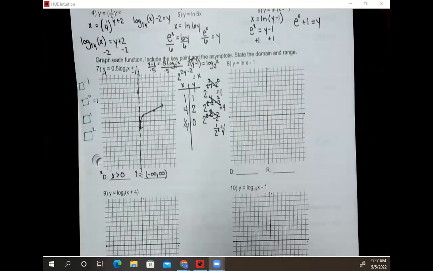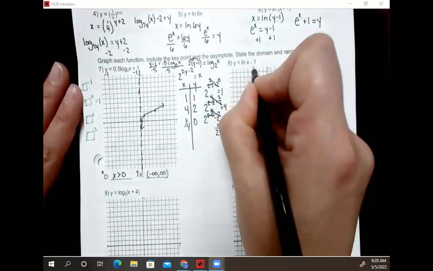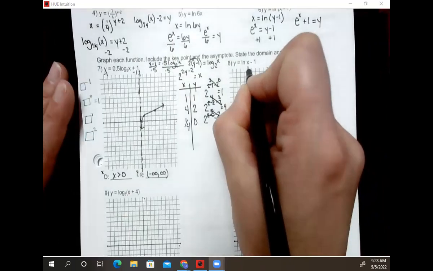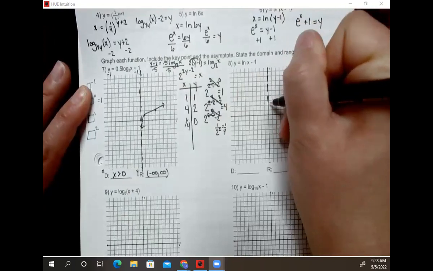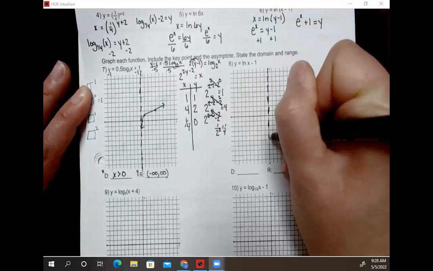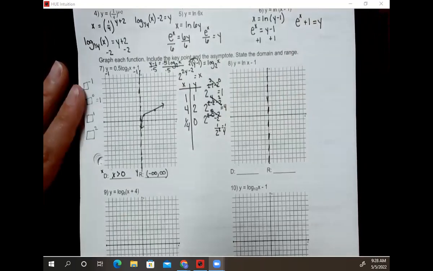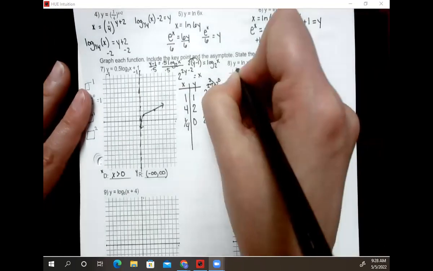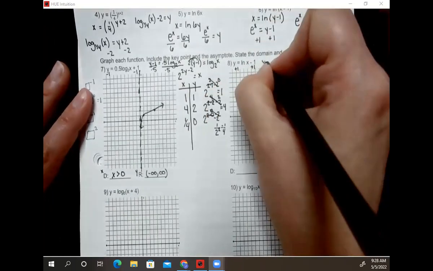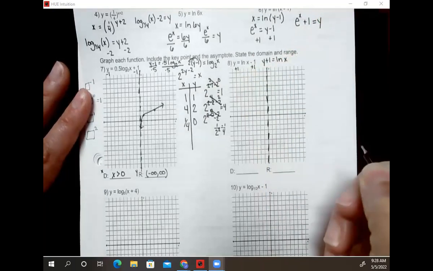So I'm going to start by rewriting this. Oh, actually, I'm going to start with my asymptote. Since this minus 1 is not in parentheses, that means it's not part of the argument with x. So my asymptote is still at 0. I'm going to go ahead and put that on my graph. Now I'm going to rewrite this. So I'm going to start by getting the log by itself, so I can move the 1 to the other side. I get y plus 1 equals the natural log of x.